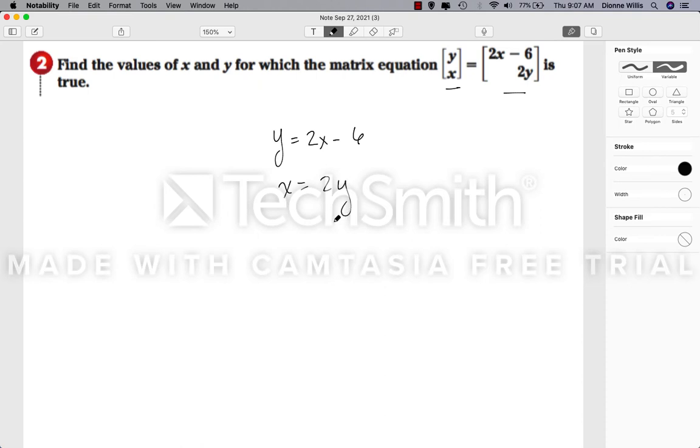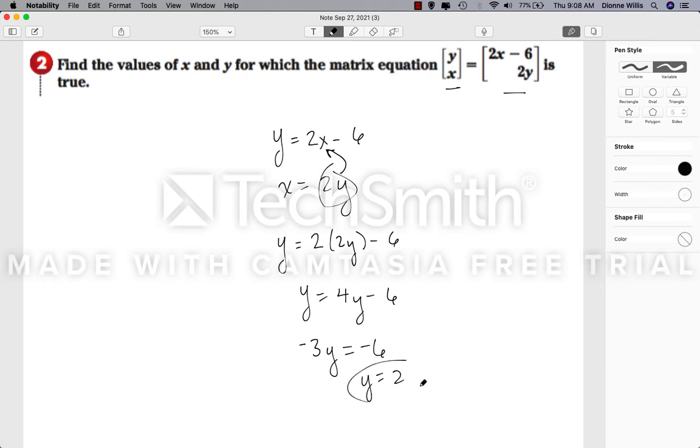I think substitution looks really easy here since x is isolated. And so we're going to plug the x value, the x value being 2y, right into the equation for x. And when we do that, we get the following: y is equal to 4y minus 6. Moving the 4y over to the other side, we end up with negative 3y is equal to negative 6, and therefore y is equal to 2. If y is equal to 2, we go back, we plug it in, and we know that x is equal to 4. So the values are x equals 4 and y equals 2.